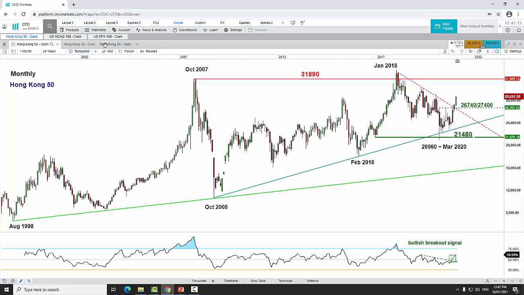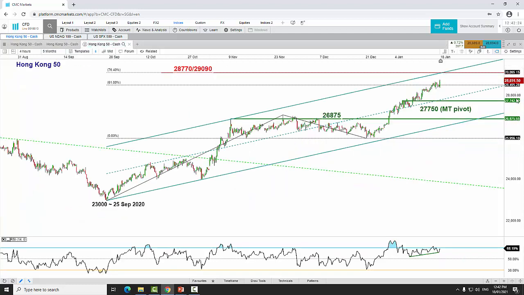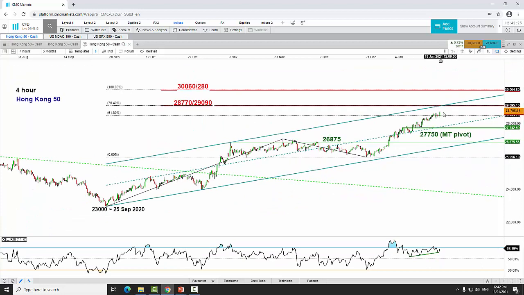So now going to the strategy chart that I have for this week. Bear in mind, if you could recall, last week we had a resistance level target at 28,700 slash 29,090. Right now it's trading at 28,691, coming very close to the upside target that we highlighted last week.